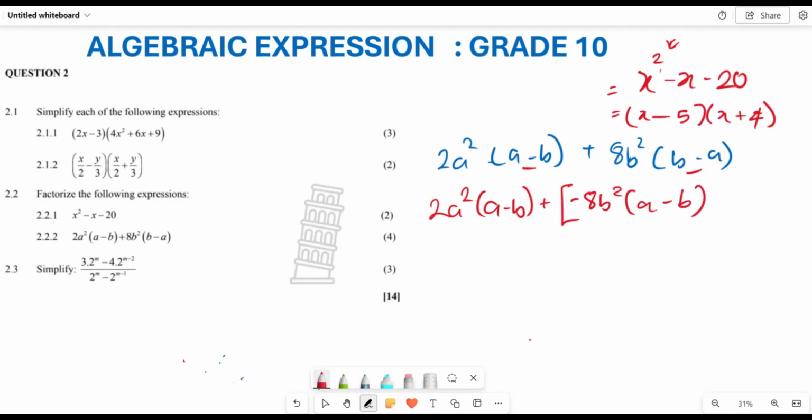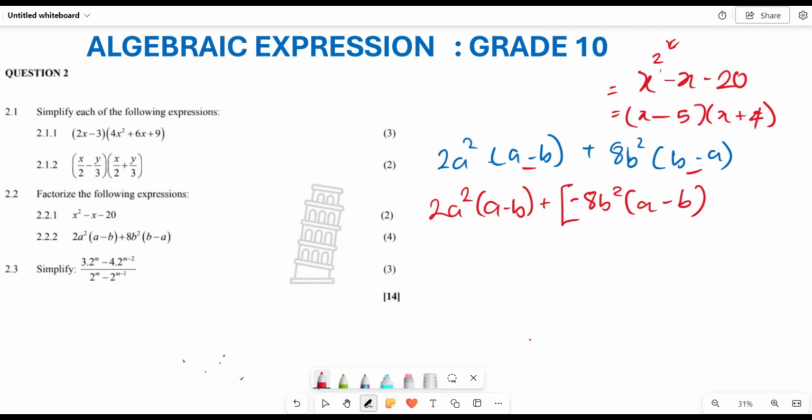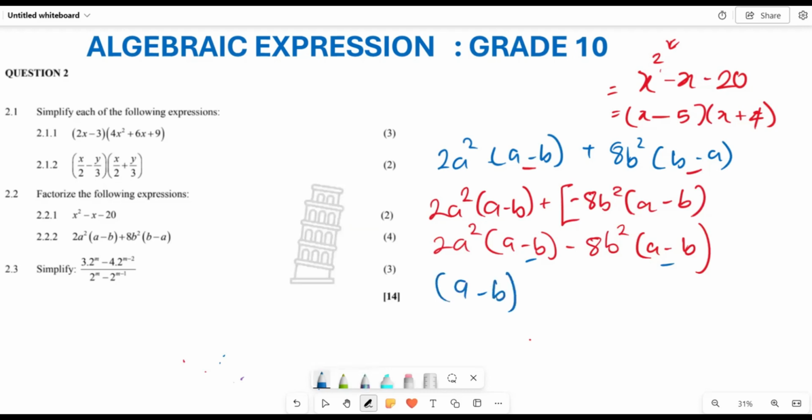Why am I saying that? Because when I multiply the negative with the a here, I get my negative a. When I multiply the negative here with my negative b, can you see that I'm getting my positive b. So this is the same as 2a squared into a subtract b, minus 8b squared into bracket a subtract b. Okay, now you can see that between these two terms you are having a common factor, right? So you can take out a subtract b as a common factor.